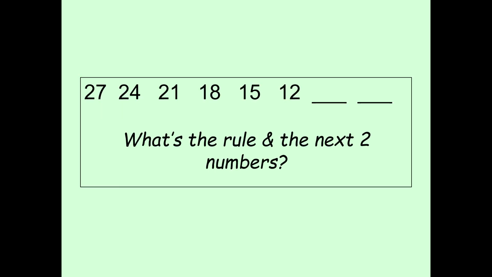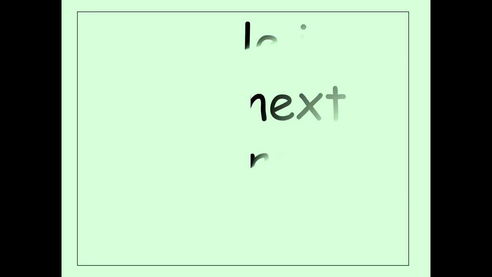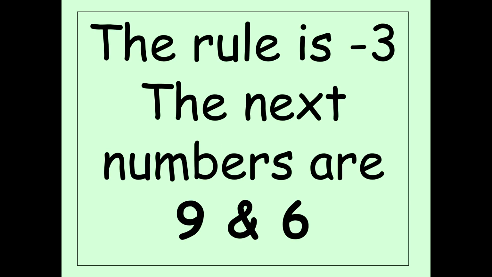Okay, let's try another one. We're at 27, then down to 24, 21, 18, 15, 12. So this time I'd like you to write down the rule and the next 2 numbers that would come in our number pattern. 5 seconds again. 5, 4, 3, 2, 1. That's right, it was -3. So the next numbers are 9 and 6.